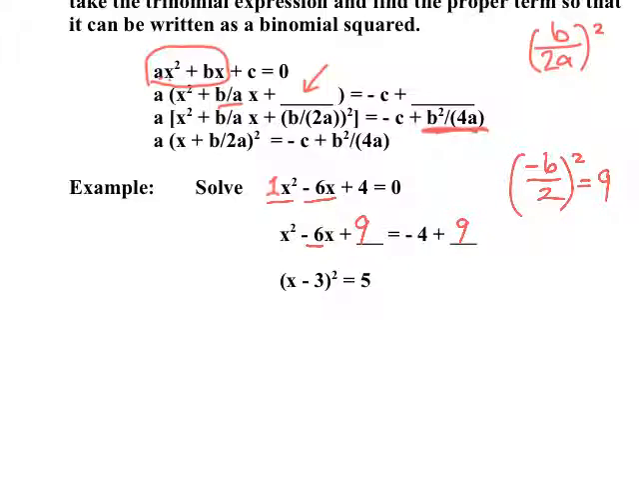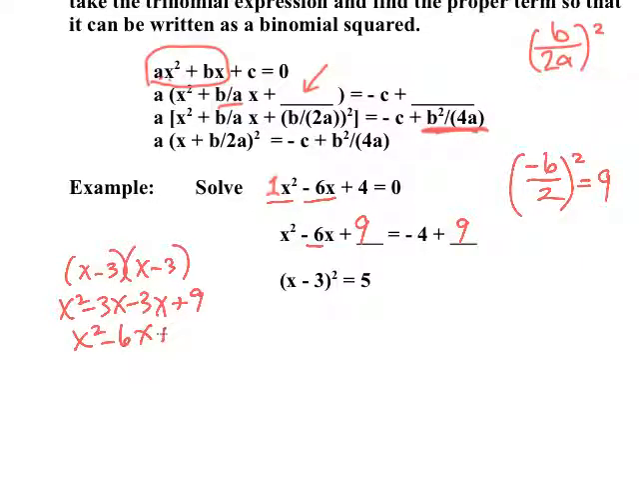Then, to finish the problem, x squared minus 6x plus 9 can be factored into (x minus 3) squared, and of course -4 plus 9 is 5. Let's just test that. If you do x minus 3 times x minus 3, you end up with x squared minus 3x minus 3x plus 9, which is x squared minus 6x plus 9. So note, the only number that makes this a perfect square trinomial is 9 if the linear term is -6.